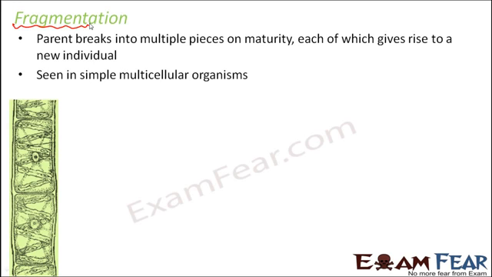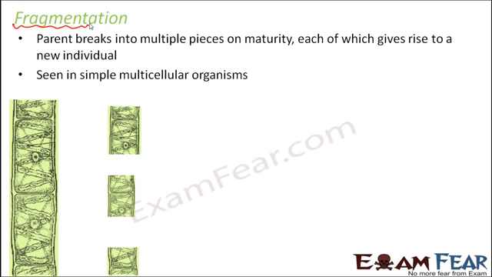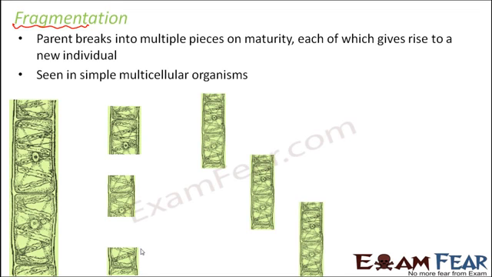So what happens is, let us suppose this is the parent organism, this is the Spirogyra. When it becomes mature, it gets split into 3 halves. So if you see, these are the 3 halves of the Spirogyra, and each of these halves will gradually give rise to a new individual. So here you see, this was the first portion. The first portion gradually gave rise to the entire organism. The middle portion also gave rise to the entire organism, and the lower portion also gave rise to the entire organism.